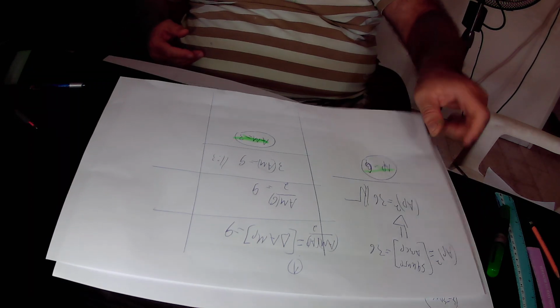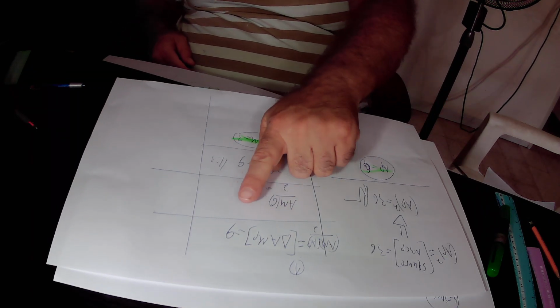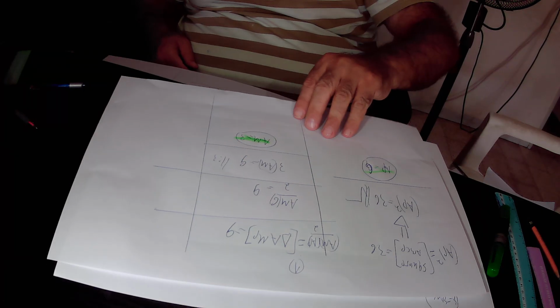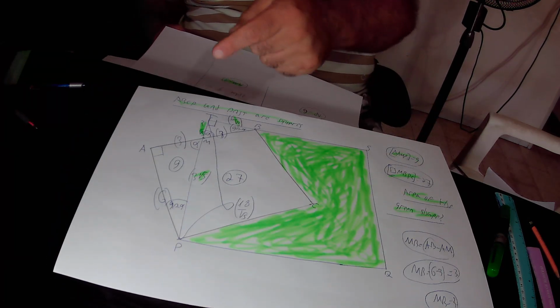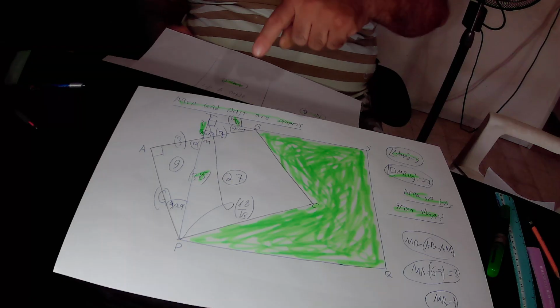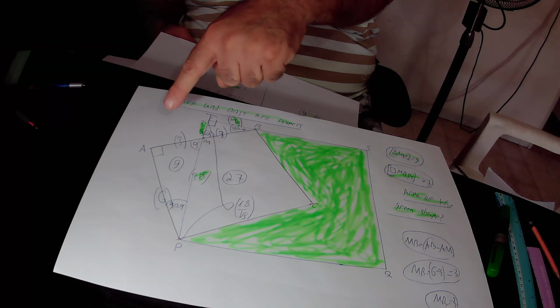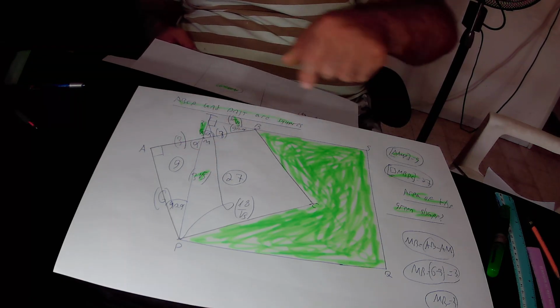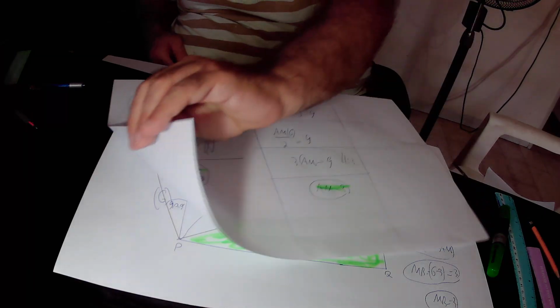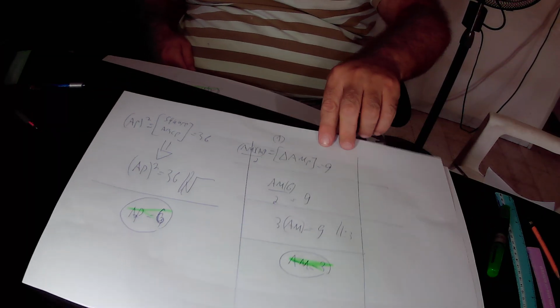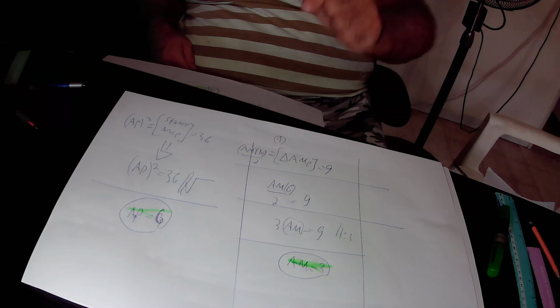From one side, the area of the right triangle AMP equals 9 square units, but from the other side, the area of this right triangle AMP equals the base of the triangle, that is AM, times the height AP over 2.